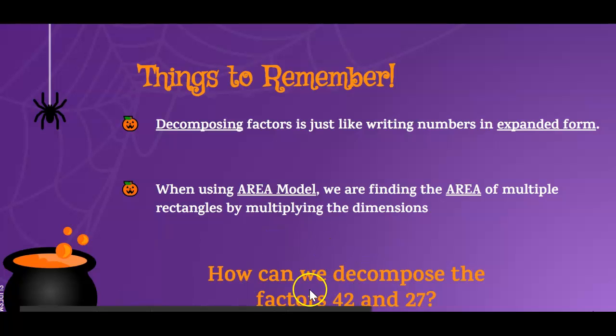Okay, so when decomposing 42 and 27, you remember when we decompose, we're trying to break the number apart into numbers that are easier to work with. And for 42, that will be 40 plus 2. And for 27, that will be 20 plus 7. So for 42, 40 plus 2, and 27, 20 plus 7.